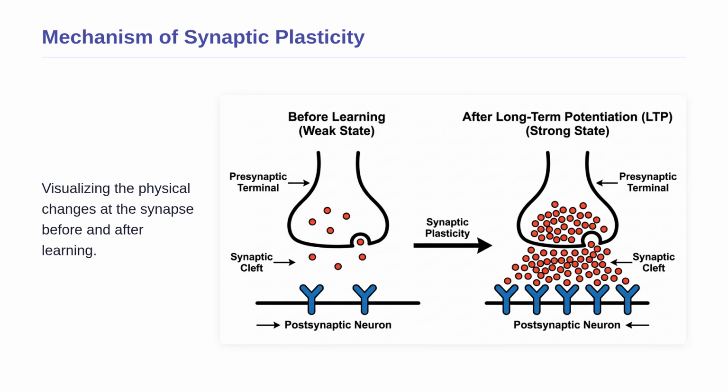Notice the dramatic physical changes. The presynaptic neuron is now packed with red neurotransmitters, releasing them in large quantities. Simultaneously, the postsynaptic neuron has built many more blue receptors along its surface. This structural upgrade is what makes the neural pathway faster and more efficient.